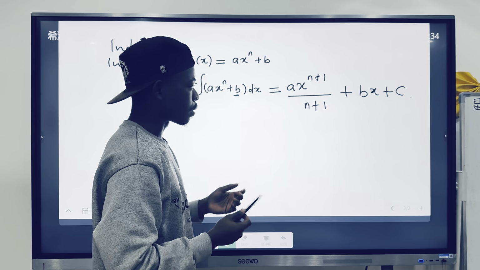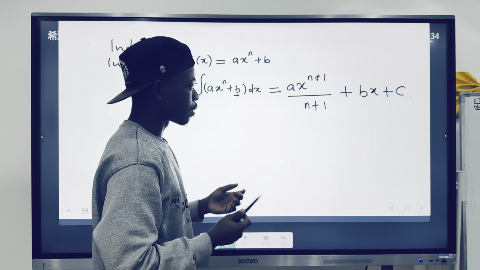So let me give you an example. Let's say you're asked to integrate 3x to the power of 4 minus 2x squared dx, like that. So what we need to do here is it's pretty easy. So it will be 3x. You can see here we have x power 4. So you increase the power by 1. So it becomes 4 plus 1. Then you divide by this same power. So you divide by 4 plus 1.